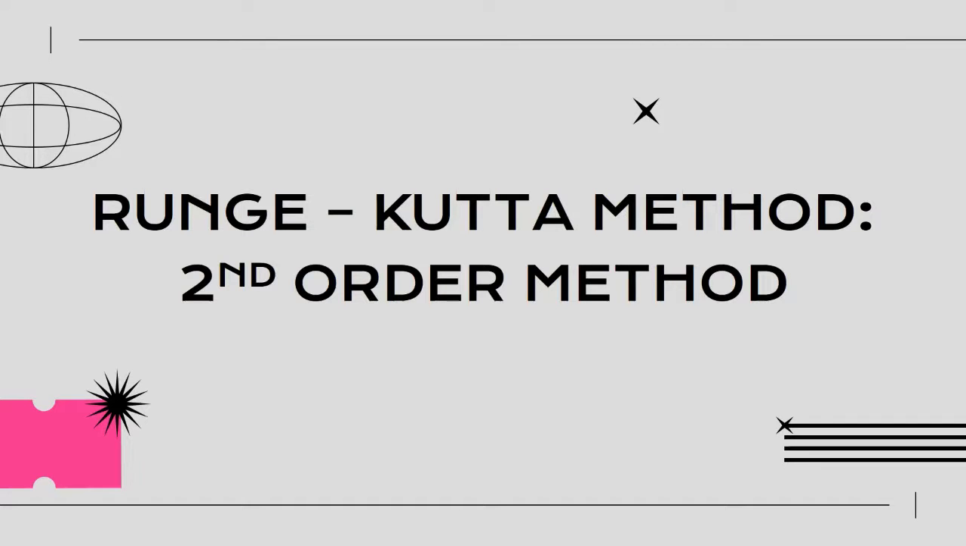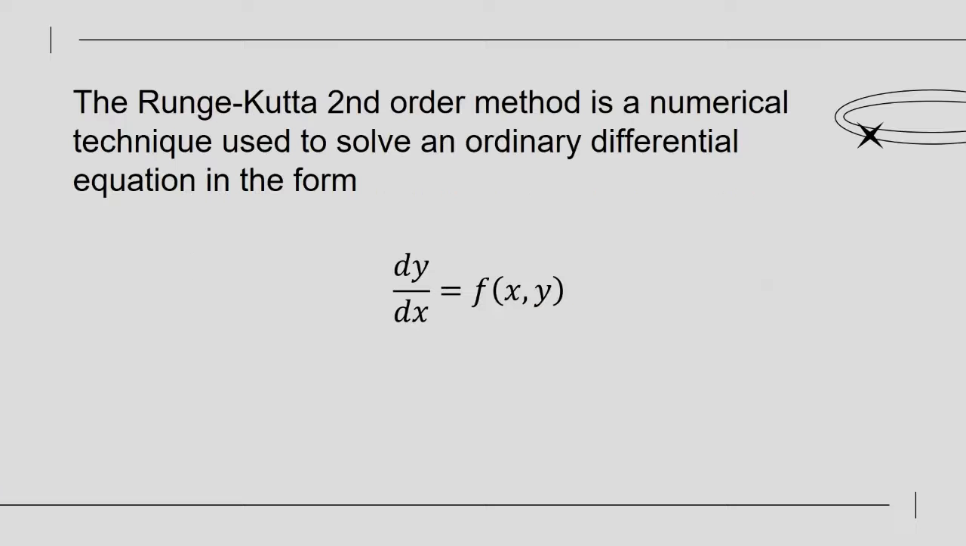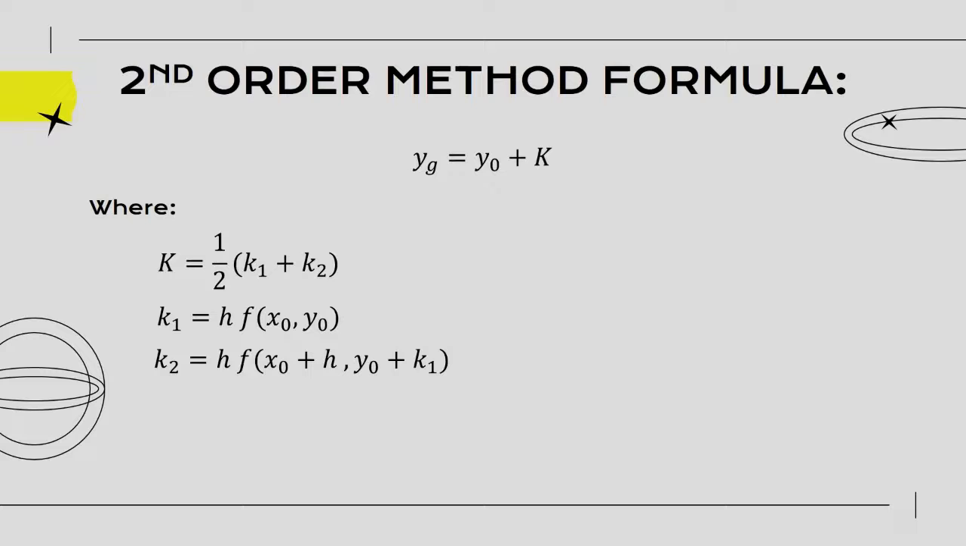Our next topic is the Runge-Kutta method, the second order method. The Runge-Kutta second order method is a numerical technique used to solve an ordinary differential equation in the form dy over dx equals function of x and y. Here we have the formula for the second order method: y equals y sub 0 plus k, where k equals 1/2 times k1 plus k2, k1 equals h times function of x and y, and k2 equals h times function of x plus h, y plus k1.